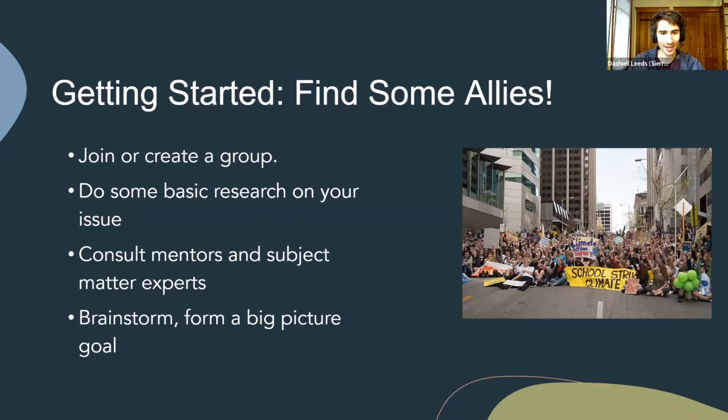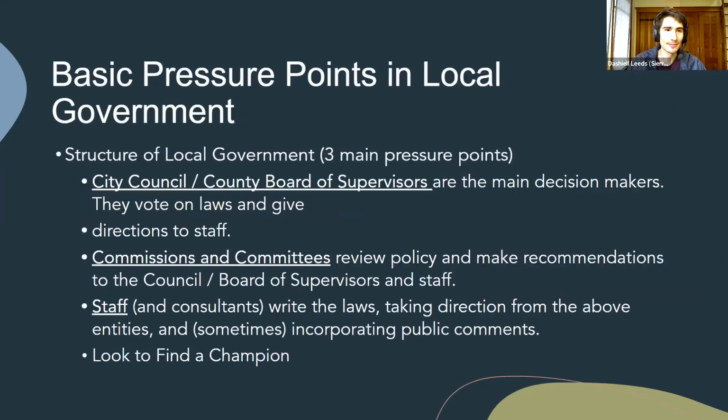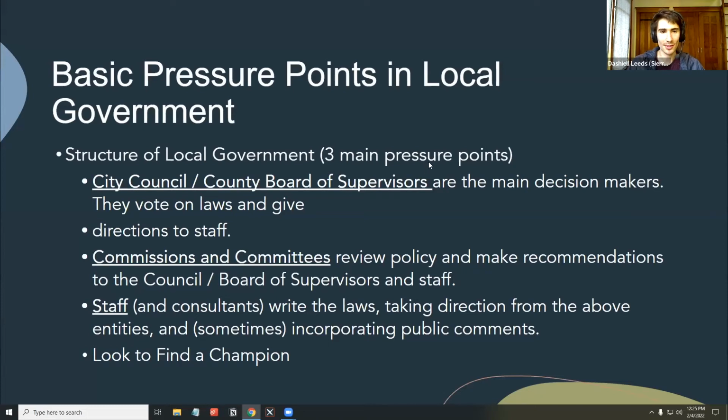And once you've done all this, you can start brainstorming to sort of form a big picture goal, like what do I want to accomplish in my city this year? So I'll talk about some pressure points here. The structure of local government consists of basically three main pressure points that I want to talk about.